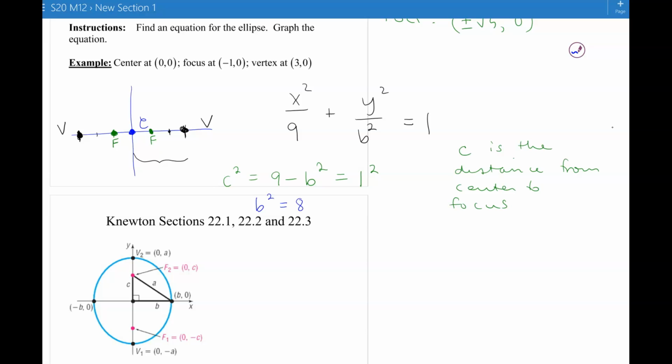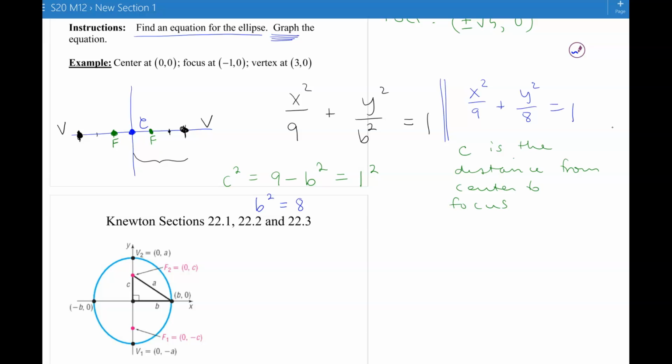Well, we don't really care what b is because we were just asked to find an equation. But then when we go to do the graph part, then we will need to figure out about how large b is. So now let's write our equation of the ellipse, x squared over 9 plus y squared over 8 equals 1. So that's find the equation.